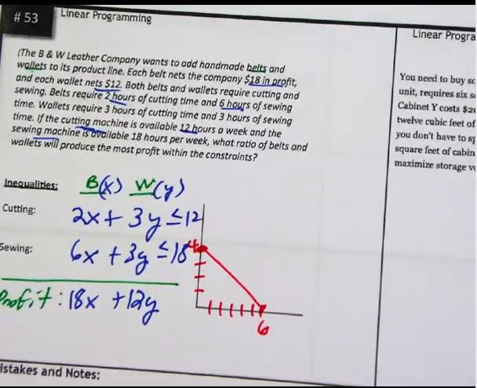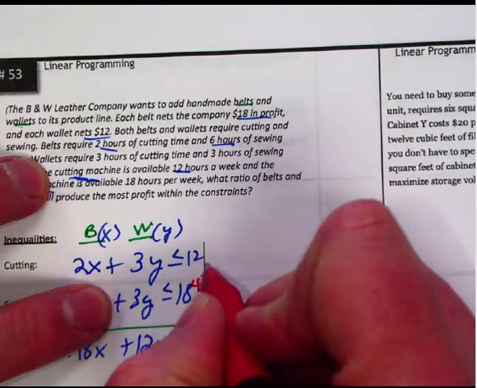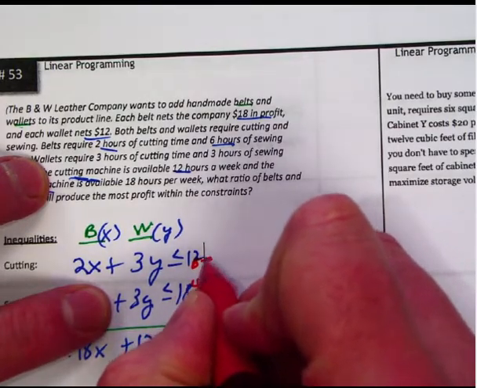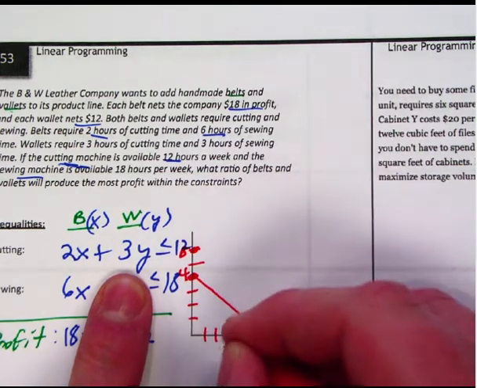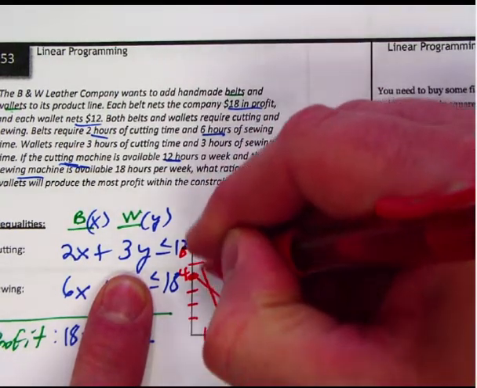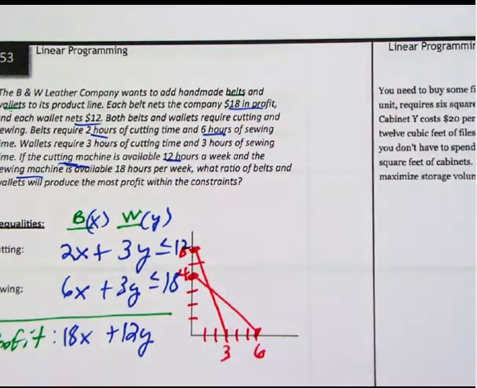My second one would be zero out this. Y would be 6, so 5, 6. So here's 6 up here, put a dot, and then zero out the Y. X would be 3, so 1, 2, 3. Connect those, and now I've got my inequality statements.